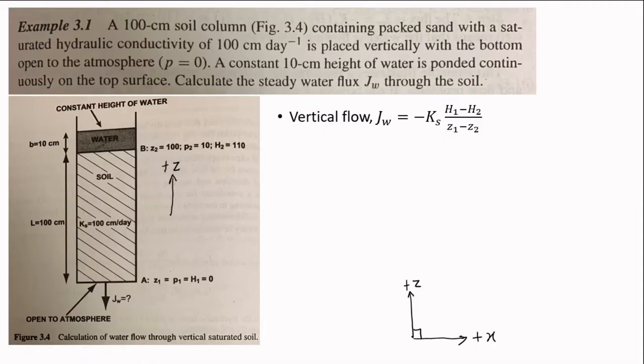Okay, now let's look at example 3.1, a 100 centimeter soil column. Here we have a 100 centimeter soil column, which is filled with soil, so you call it a soil column. It is a 100 centimeter soil column containing packed sand. The texture is sand, with a saturated hydraulic conductivity of 100 centimeter per day.